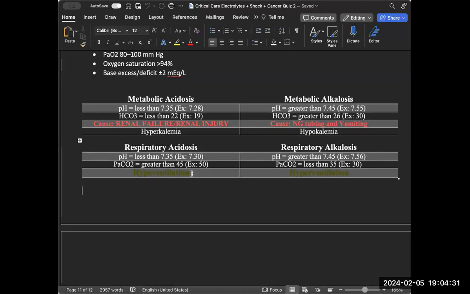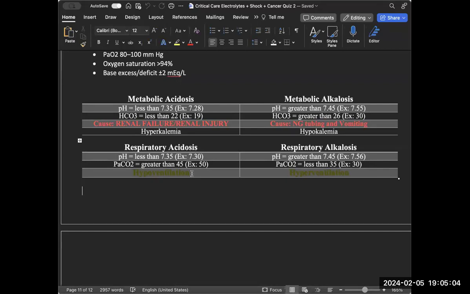For respiratory alkalosis, we have a pH of greater than 7.45, but a PaCO2 of less than 35, which causes hyperventilation. Why? Because they're breathing so quickly that the blood is becoming more alkaline because the CO2 is low. So that's why we have those imbalances. And interestingly, when you have metabolic acidosis, compensatory, you'll have respiratory alkalosis. And if you have metabolic alkalosis, you'll have compensatory respiratory acidosis.